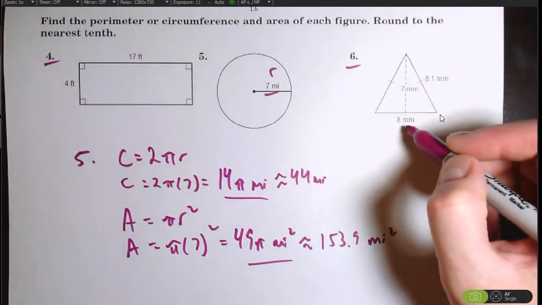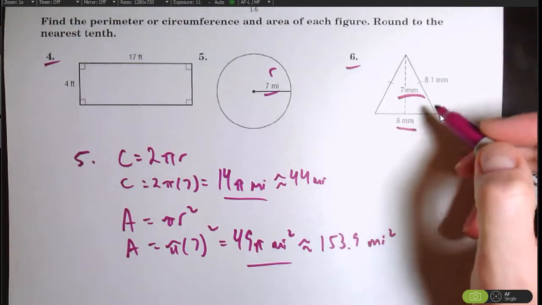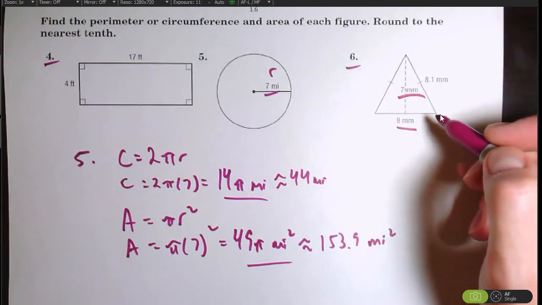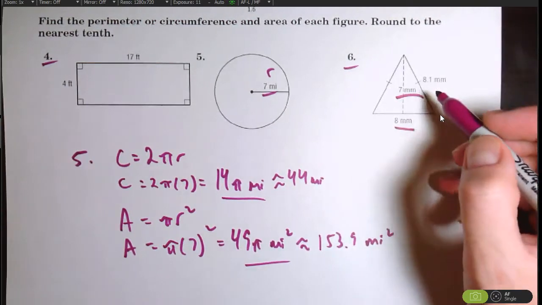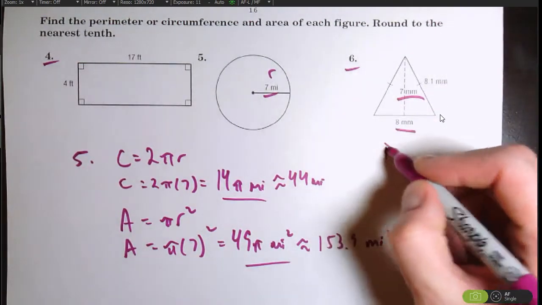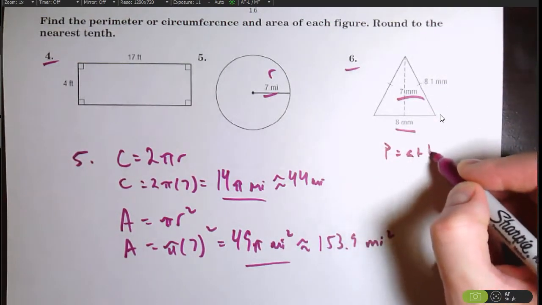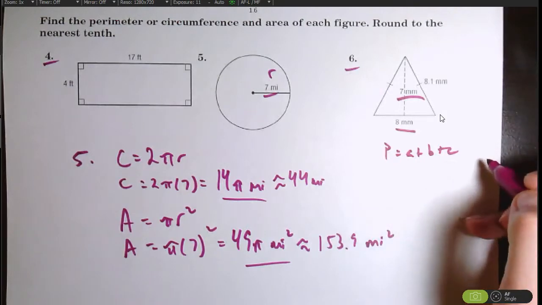Now, number 6 says find the perimeter and the area. Well, the area is easy. It's 1/2 base times height. So it's half of 56, which is 28 square millimeters. The reason I wanted to talk about this for perimeter, though, is that the perimeter of a triangle is just the 3 sides added together. So it's A plus B plus C.